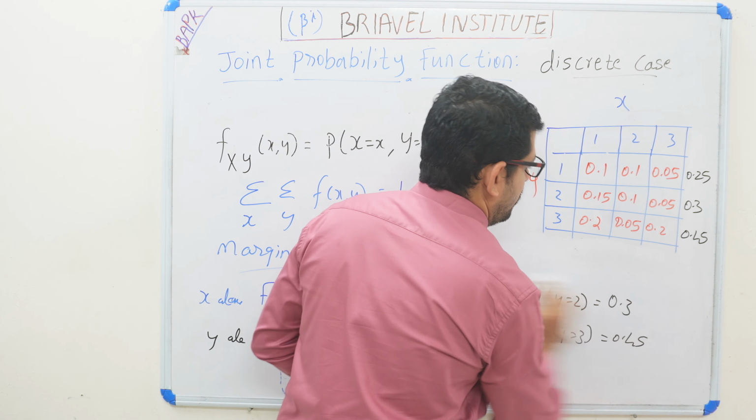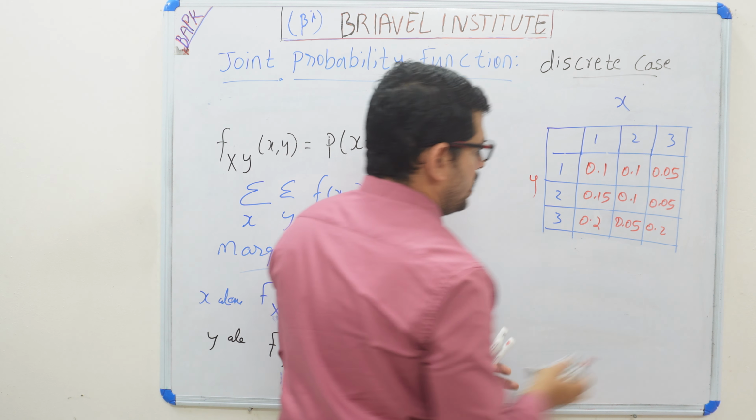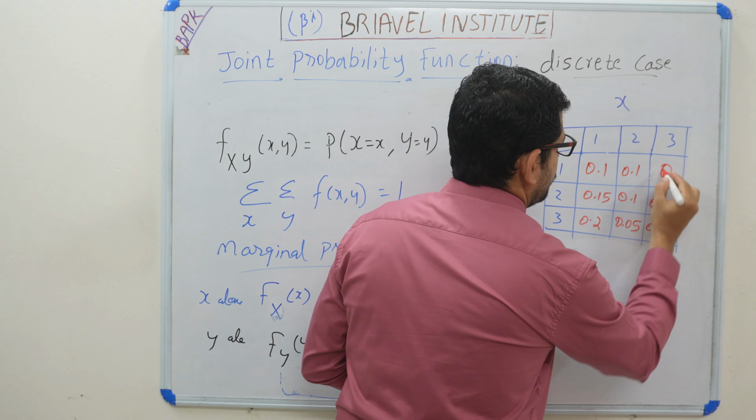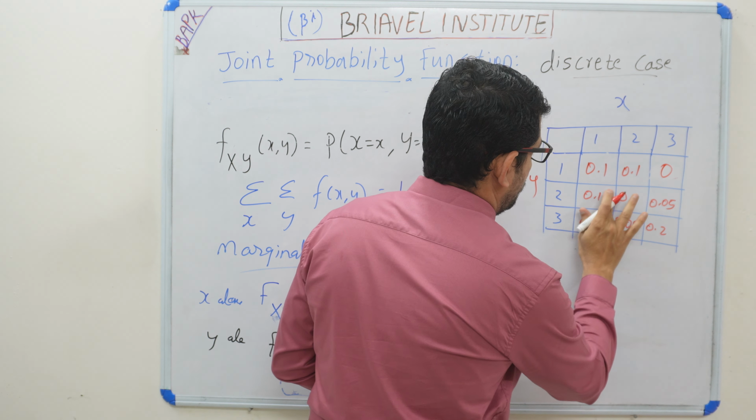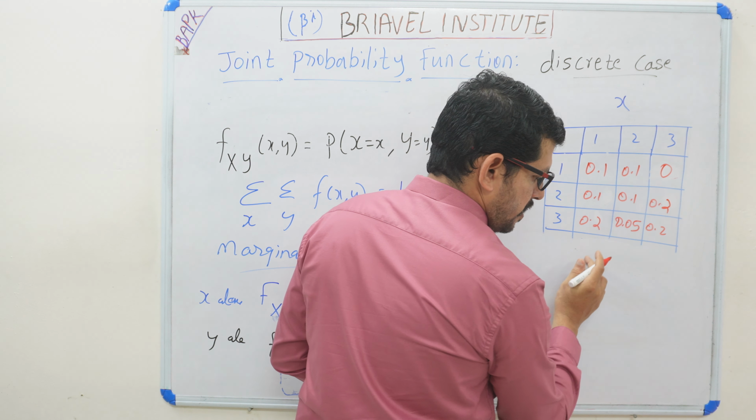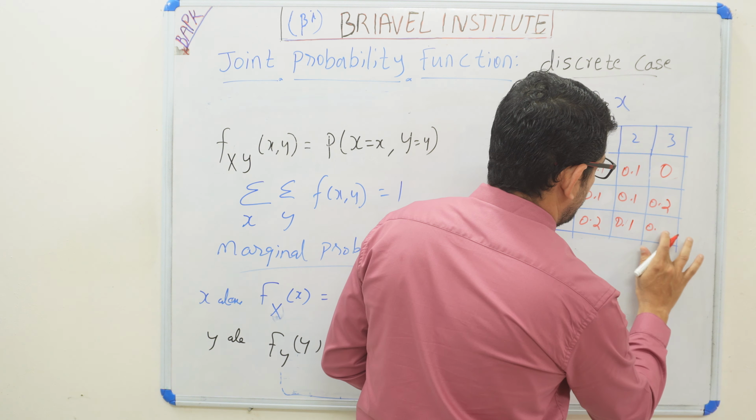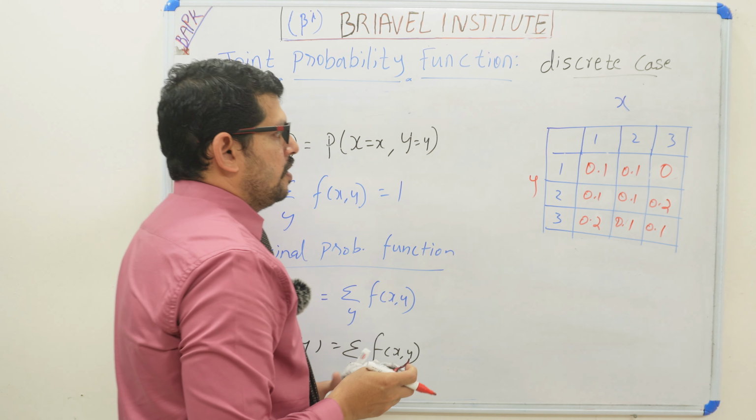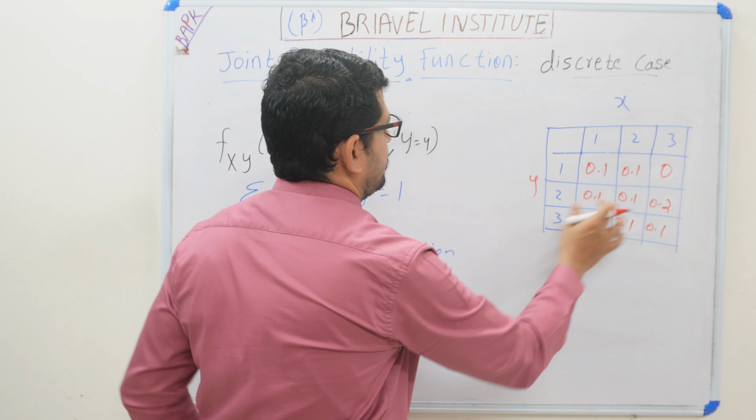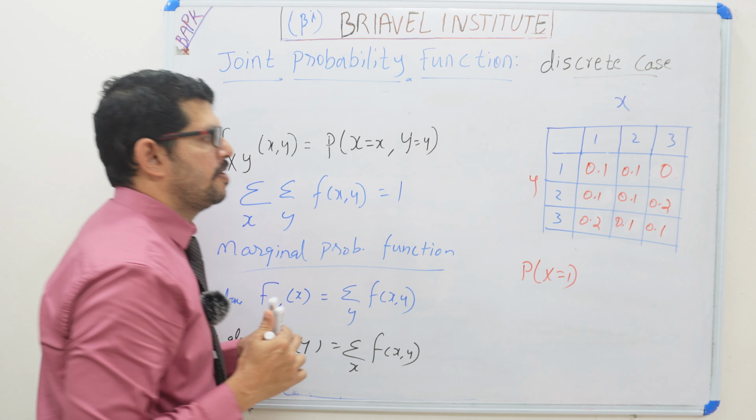We can take one more example. Instead of these values, I am taking here 0, here 0, and 0.1, 0.1, 0.2, here it is 0.2, 0.2, 0.1, and here it is 0.1. So this is the graph of x and y. What will be the marginal probability of x is equal to 1?